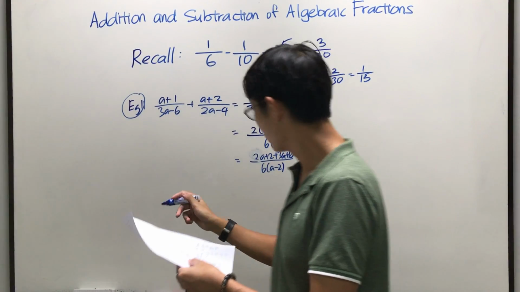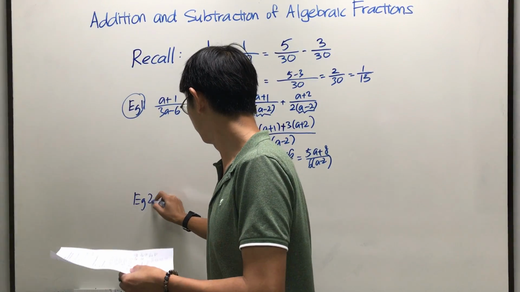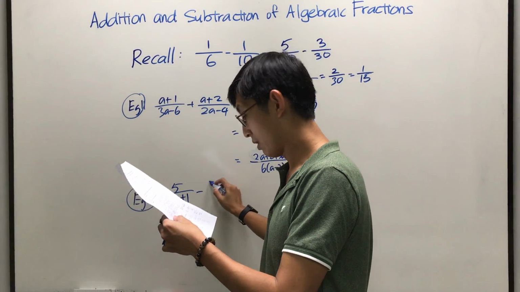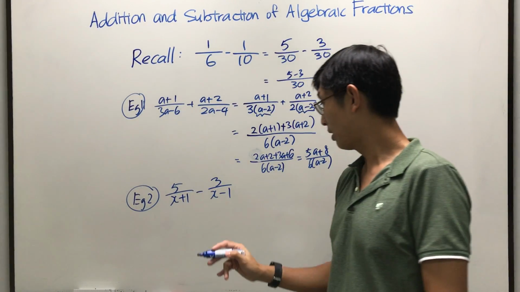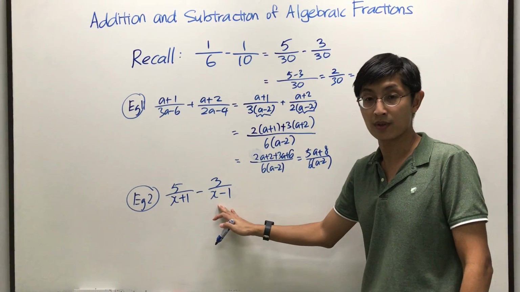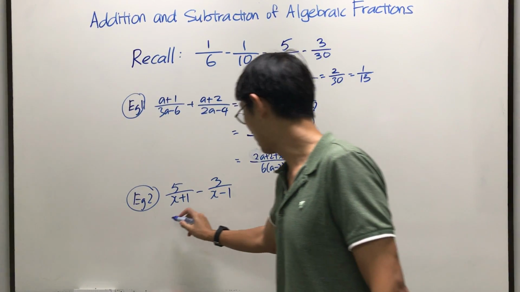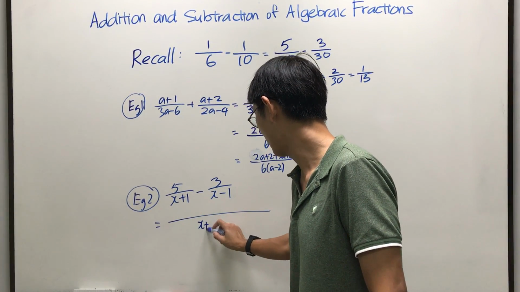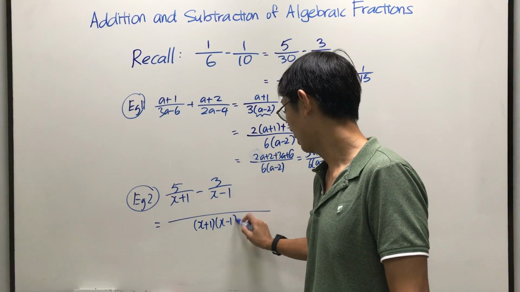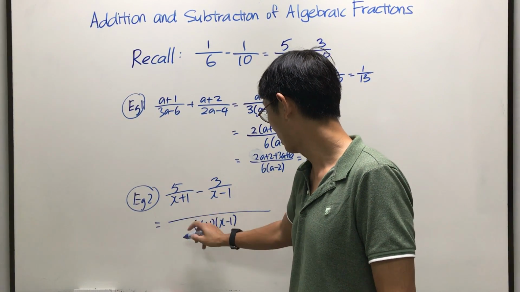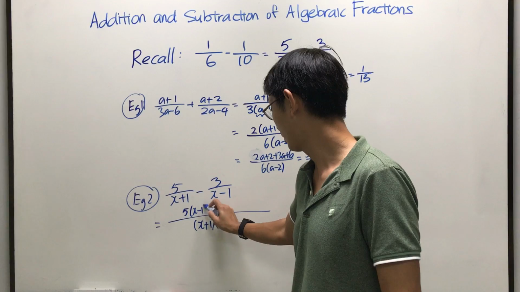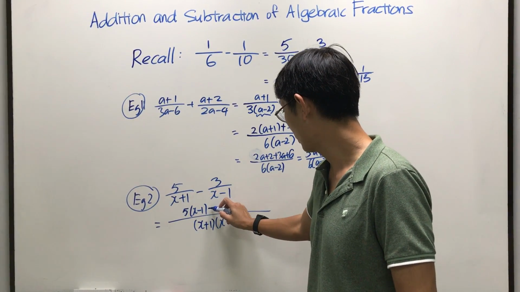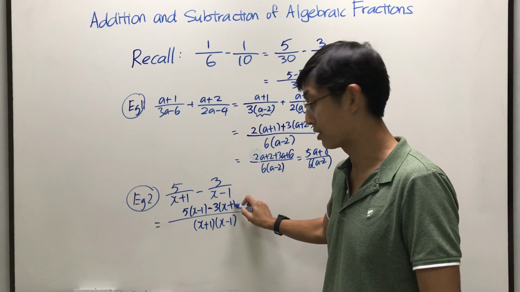Okay, for the second example, this is a shorter one. If I give you 5 over (x plus 1) minus 3 over (x minus 1), as you can see, in this case, x plus 1 and x minus 1 have nothing in common. So of course, you can just combine them into a single denominator. That is, the LCM here is (x plus 1) multiplied by (x minus 1). In which case, the first term will become 5 copies of (x minus 1), so that they give you the same initial fraction. For the second term, this becomes 3 copies of (x plus 1), for the same reason.